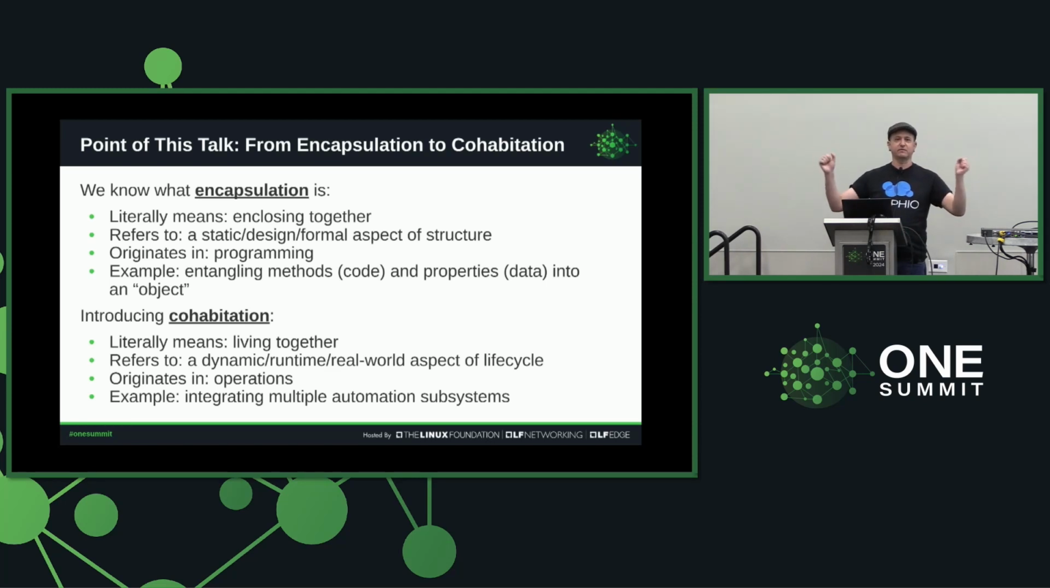Code and data, right? I think we're all familiar with object-oriented practices, the idea that we encapsulate code and data together, right? Encapsulation literally means enclosing together, putting together in a closed space, right? We use it to refer to the static design issues in object-oriented languages, right? It's something that comes from programming, right? You think of data, you think of code, properties and methods together. They're entangled together and create something new called an object, right? That is greater than the sum of both.